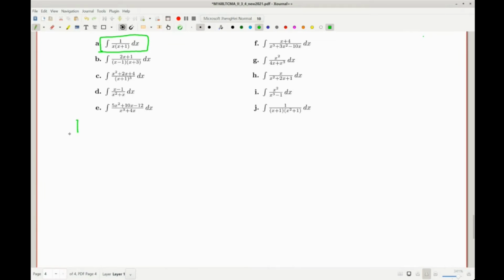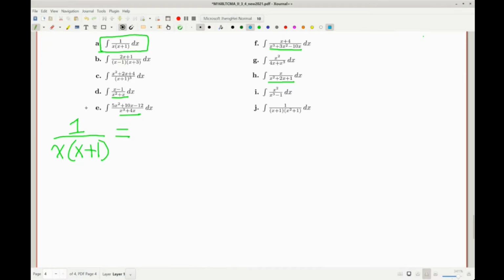The problem says we want to look at the partial fraction of 1 over x(x plus 1). So the thing to recognize is that it's already factorized for us. Sometimes it's not factorized. It may look like this, it may look like that, or this guy. And we need to factorize the denominator. It's already factorized for us in terms of two linear factors.